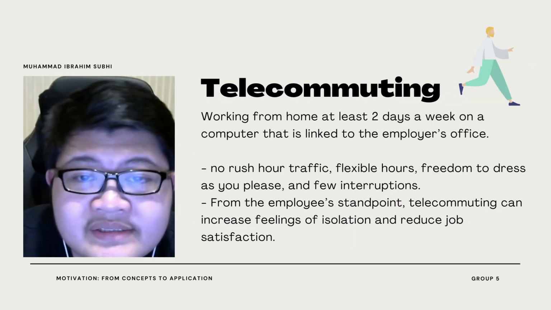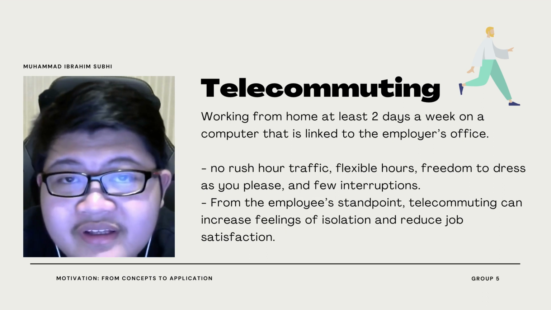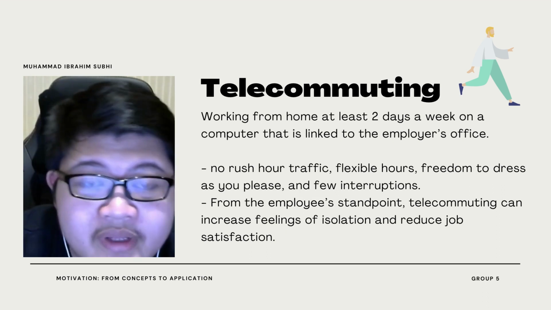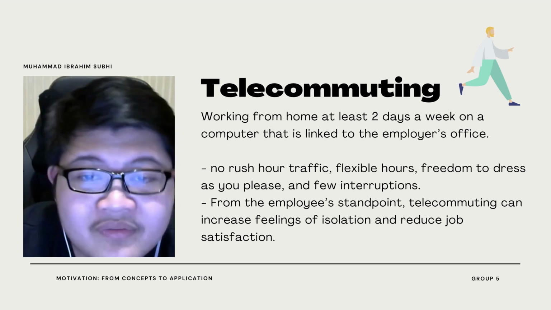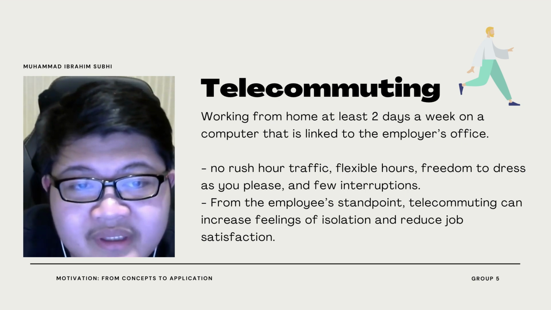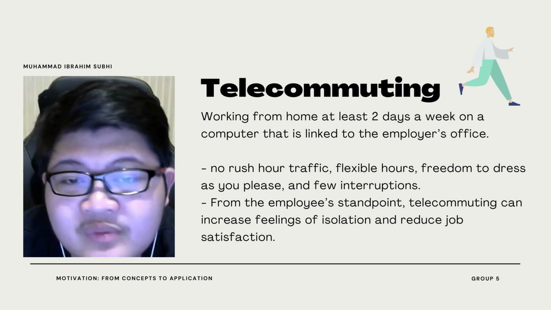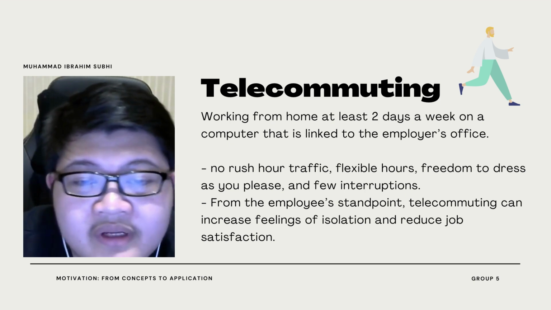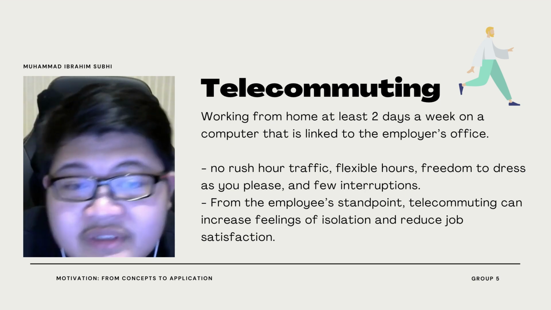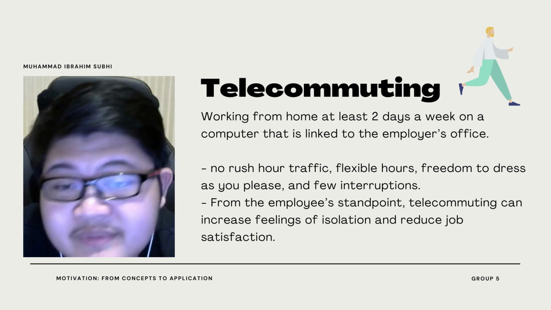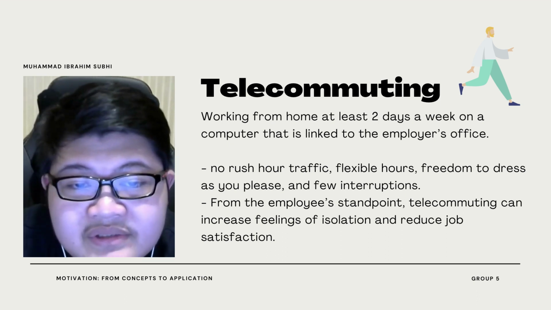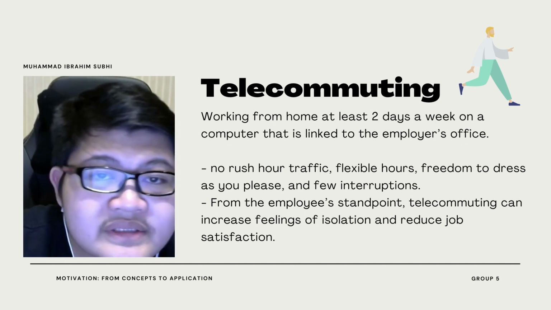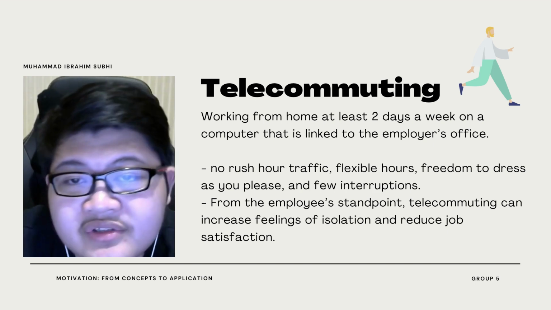And lastly, there's telecommuting. Telecommuting is working from home, or the definition is working from home at least 2 days a week on a computer that is linked to the employer's office. This is basically what many of us are doing, working from home. This working arrangement could motivate employees for many reasons, for example, no rush hour traffic, flexible hours, freedom to dress as you please, few interruptions, and so on. However, this also could be bad for employees, because from the employee standpoint, telecommuting can increase the feeling of isolation and reduce job satisfaction.